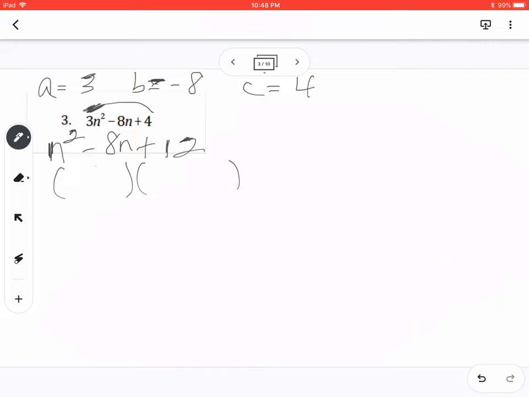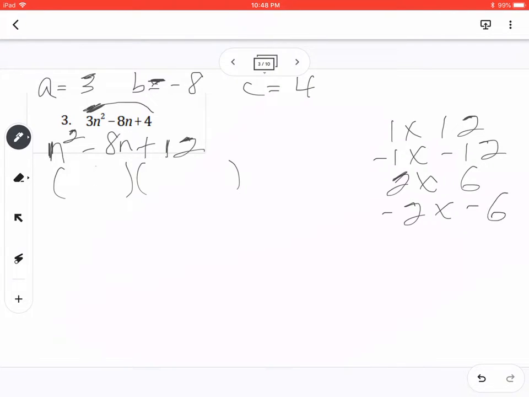First, we have to remember how we have to have the numbers multiply to be the C value, which is the 12. And we're going to think about all the different ways of having numbers multiply to be a positive 12. Those are all the different ways of multiplying to have a positive 12.